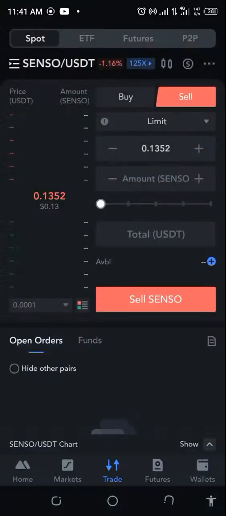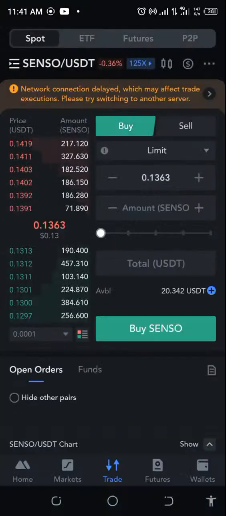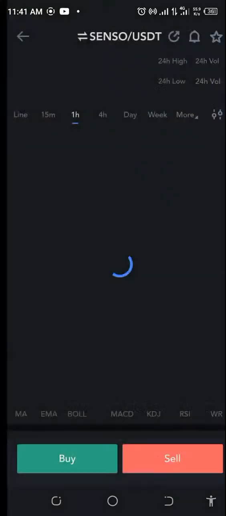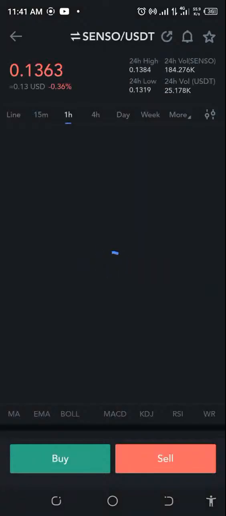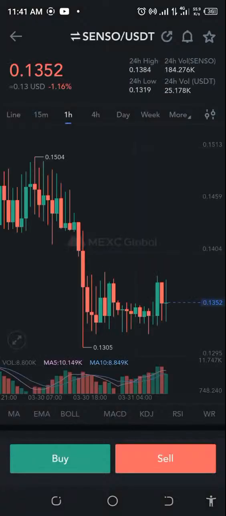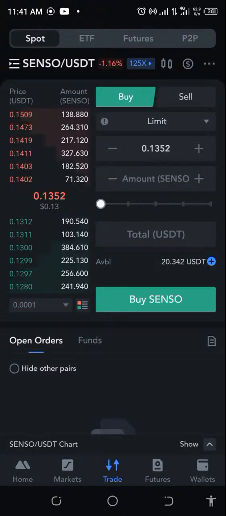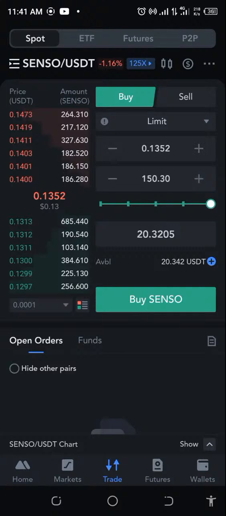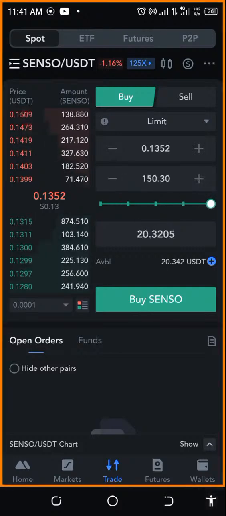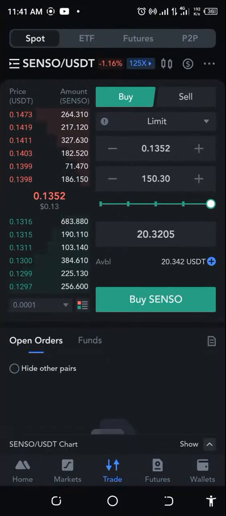Okay, USDT. Alrighty. And then we buy. Let's check the charts just to be on the safe side to see what's going on with Senso. Oh, it looks like it's going down, so we need to quickly buy. So I'm just going to put 100%. Oops, whoops. What am I getting here? It's gone down again. Now, why?